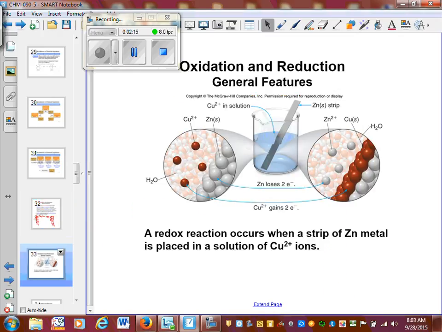So here, if we put a zinc strip into a copper 2+ solution, you went to Home Depot and bought copper sulfate, which is root killer, if you have roots in your sewer lines and you want to get rid of them. You make a solution out of it. It's a bright blue solution. If you stick a zinc strip in there, the zinc is going to lose 2 electrons, become Zn2+. The copper 2+ will gain 2 electrons to become copper solid. You will actually see solid copper plating out on the zinc strip.